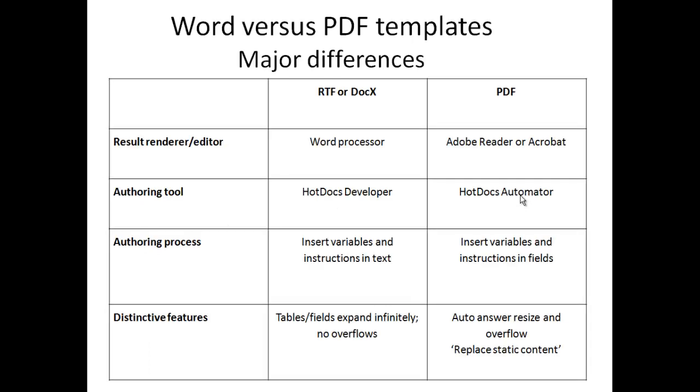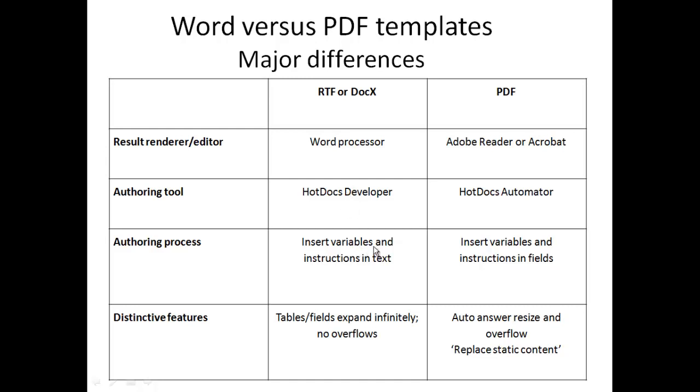An important consideration is, how do you decide when to use a PDF template versus a Word, RTF, or DocX template? And this table illustrates some of the major differences. As we've seen, when you're working with a Word template, you automate it inside of Word. When you're working with a PDF template, you start with Adobe Reader or Acrobat, and you automate it inside of HotDocs Automator, as opposed to HotDocs Developer, which you use in connection with Word for a Word template.